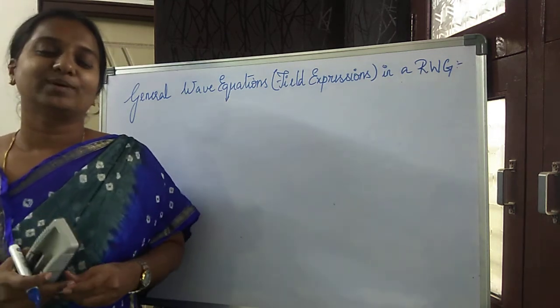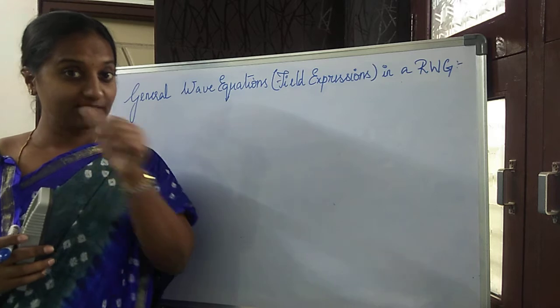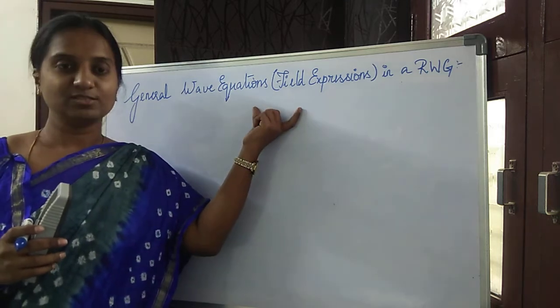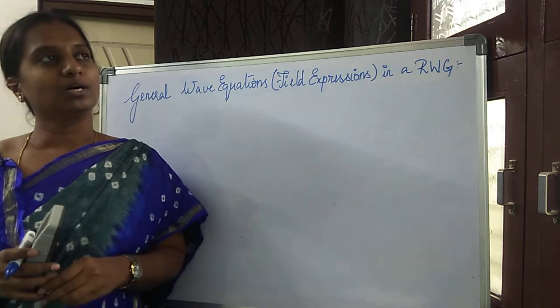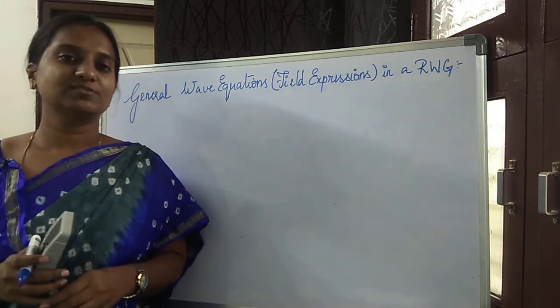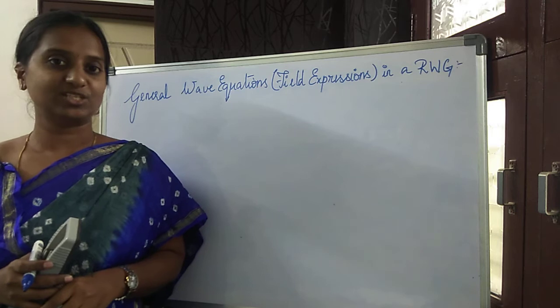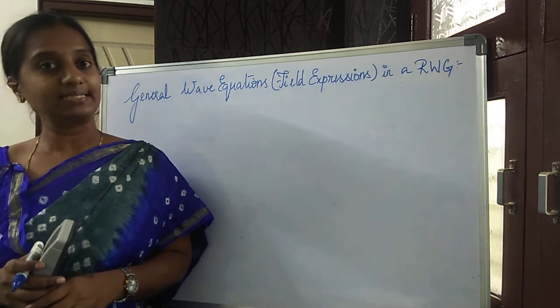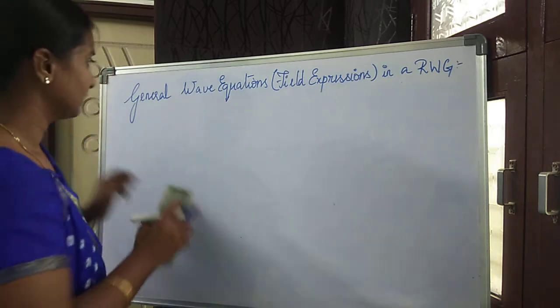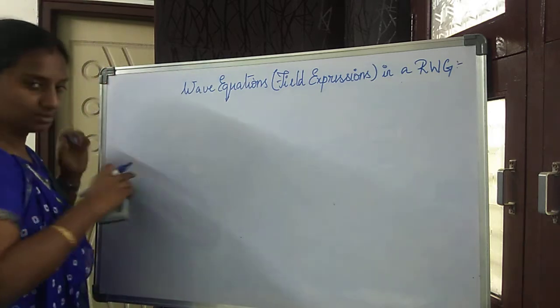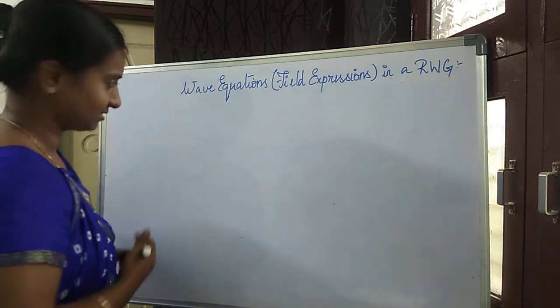Hello. So in the previous video we saw the general wave equations, or the field expressions, of electromagnetic waves in a rectangular waveguide. So now let us recall the expressions for the transverse electric field and transverse magnetic field. We have already derived them, so let us recall them because we need them for the field patterns.